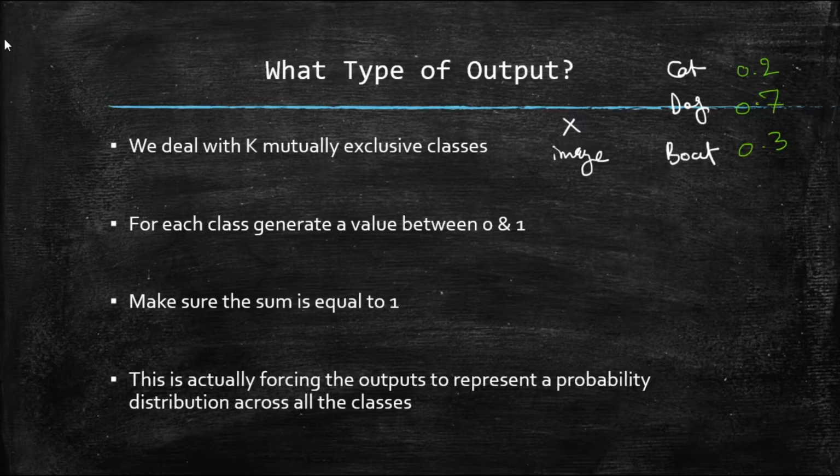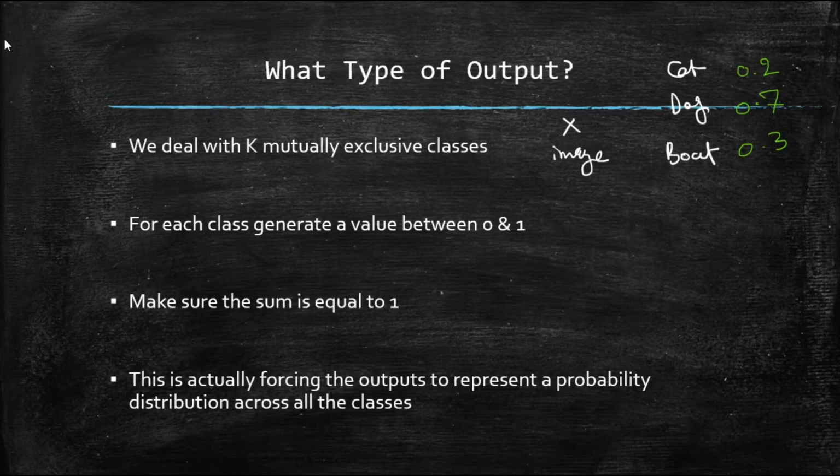Now, this means that I'm telling you that my machine learning algorithm is predicting the class of image X to belong to class cat with probability 0.2, belong to class dog with probability 0.7, and belong to class boat with probability 0.3. So think about it for a second. If you have to, just pause the video and think about it.